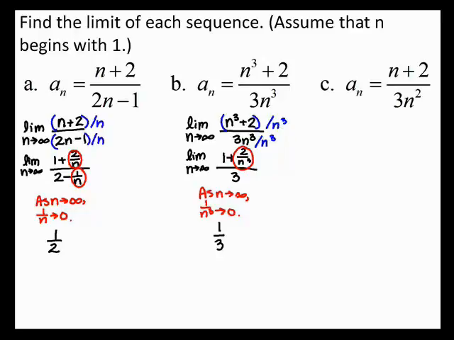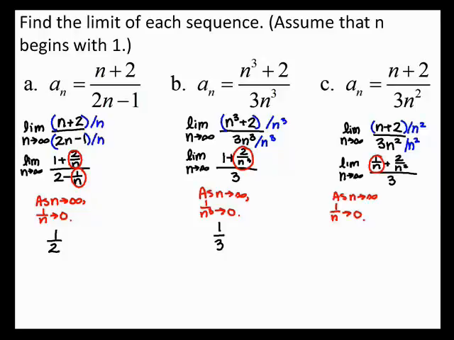Part C. a sub n is equal to (n plus 2) divided by 3n squared. Set up the limit of a sub n as n approaches infinity. Divide the numerator and denominator by the highest power of n, which is n squared. You know that as n approaches infinity, 1 divided by n approaches 0, and as n approaches infinity, 1 divided by n squared approaches 0. Substitute 0 in for 1 divided by n and 1 divided by n squared. Simplify 0 divided by 3. You find that the limit of a sub n is 0.